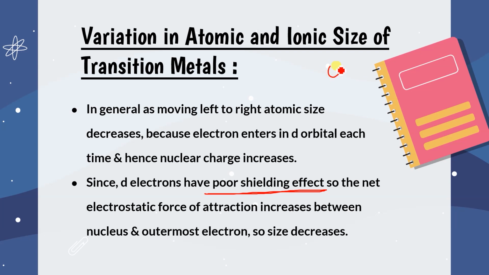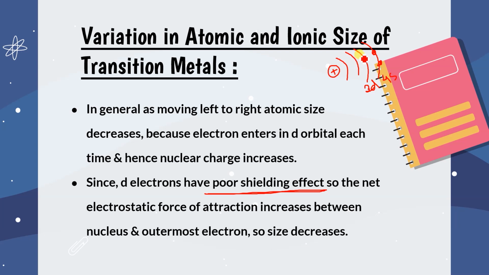So see, this is the nucleus, this is the first orbit, second orbit, third orbit, and this one is the fourth orbit. For the first transition series, at least this much is required, isn't it? Suppose this is 3d, and this is 4s. The first electron goes to 4s, and then electrons increase in the d orbital: 1, 2, 3, 4, 5, 6, 7, 8, 9, then 10. This d orbital has a very poor shielding effect.